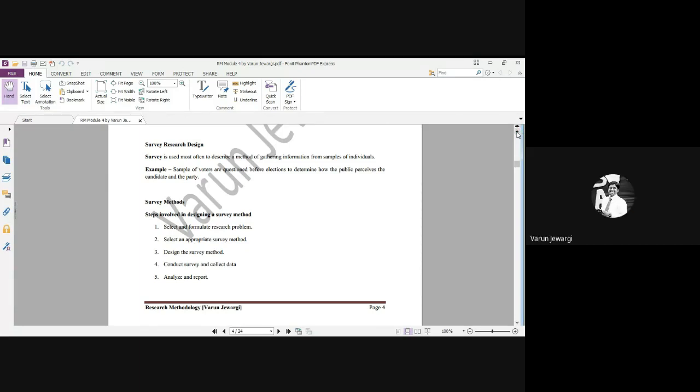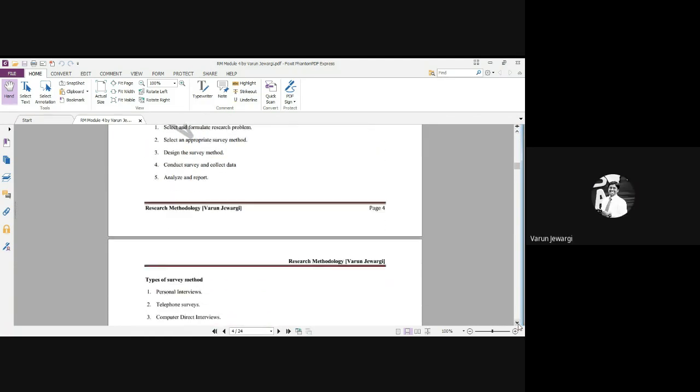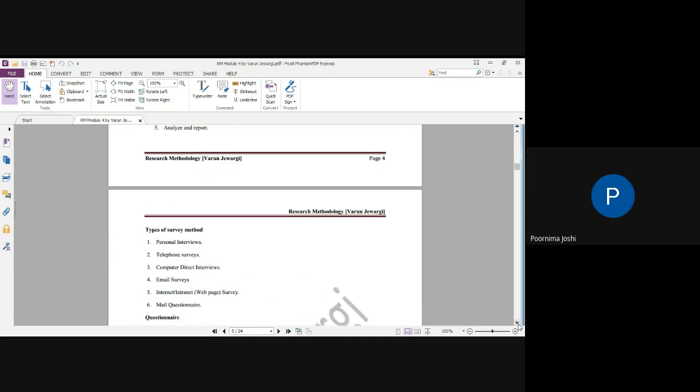Purnima, if you go to the next page, you can see the methods over there. What method could they have applied? So maybe personal interviews in malls, or in cosmetic stores. Yes, yes, perfect. Then now go ahead.